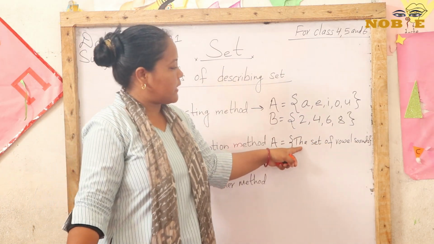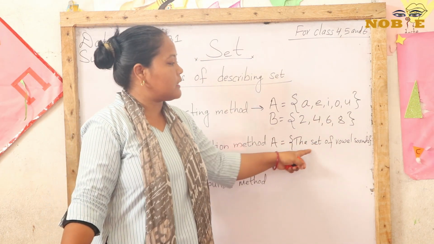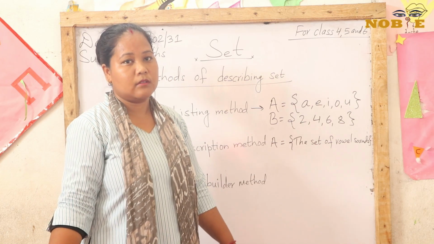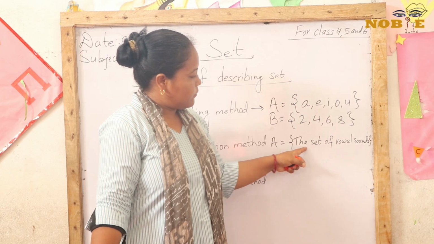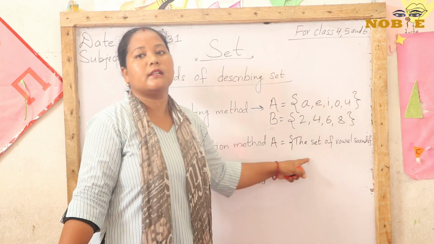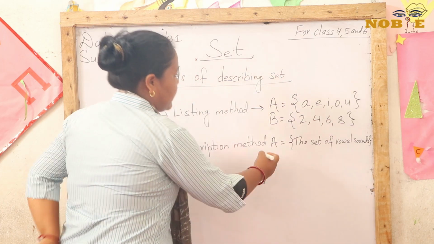We describe the set in a single sentence. We do not list out the members here. We should not write A, E, I, O, U members. We have to write the set in a single sentence, or we can say a descriptive phrase.